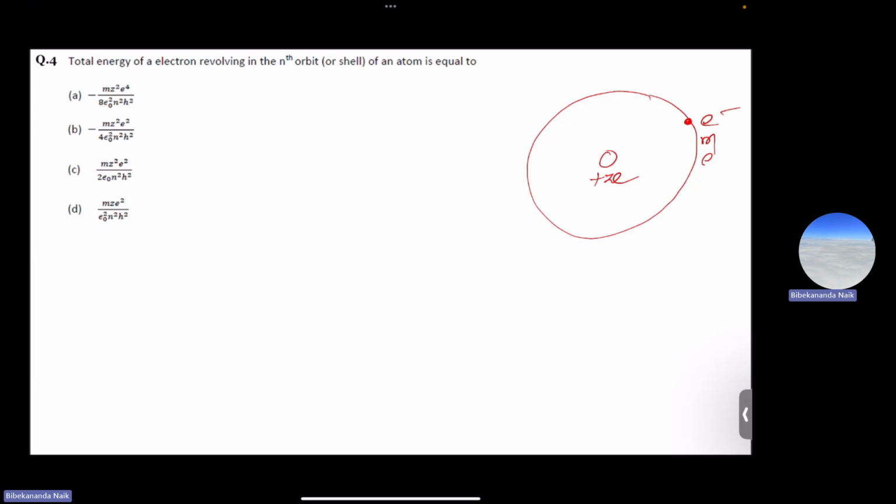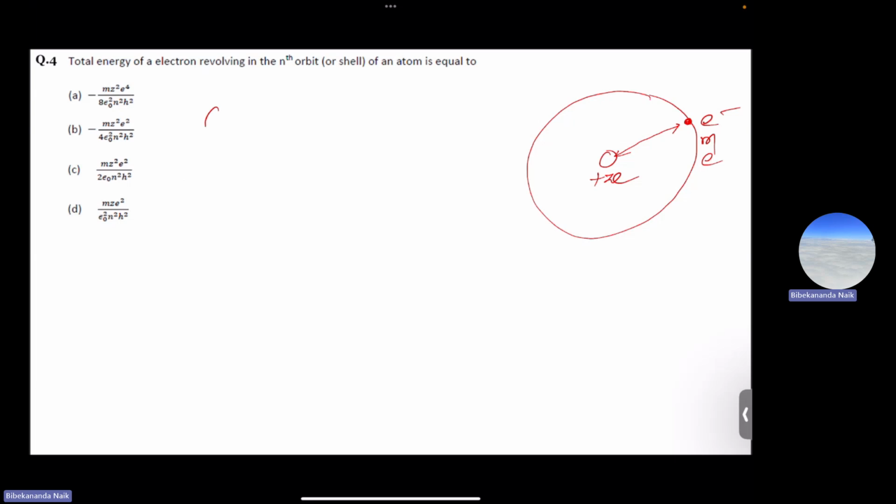Then, according to Bohr's theory, when the electron revolves surrounding the nucleus, the electrostatic force of interaction between the electron and the nucleus provides the necessary centripetal force, due to which there is circular motion of electron surrounding the nucleus. So we know the Coulomb's force, which is given by F is equal to K Q1 Q2 by r square. So here Q1 is electron, Q2 is nucleus. So there are two forces. One is centripetal force, another is Coulomb's force. These two forces are balanced, due to which there is circular motion of electrons around the nucleus.